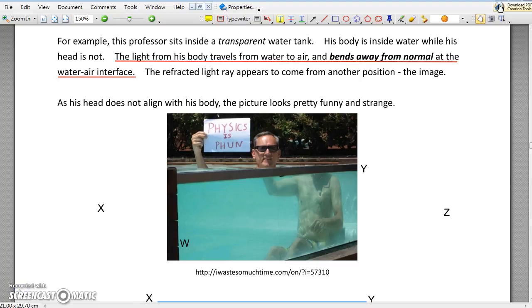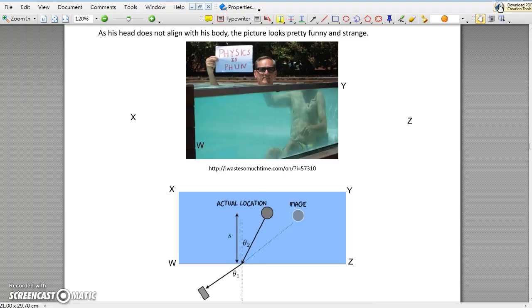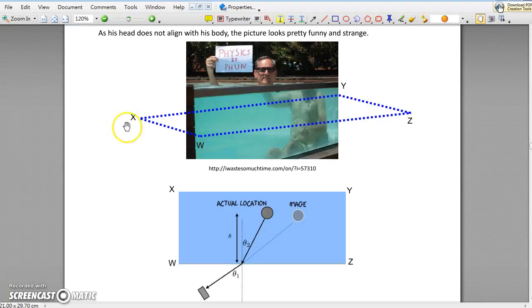The picture looks funny because the body of this man moves to the right. But why? Let's draw a ray diagram and explain what happened. Now we draw a ray diagram of this level, that is W, X, Y, Z. And you can see this light ray that comes from his body, which refracts and bends away from the normal.